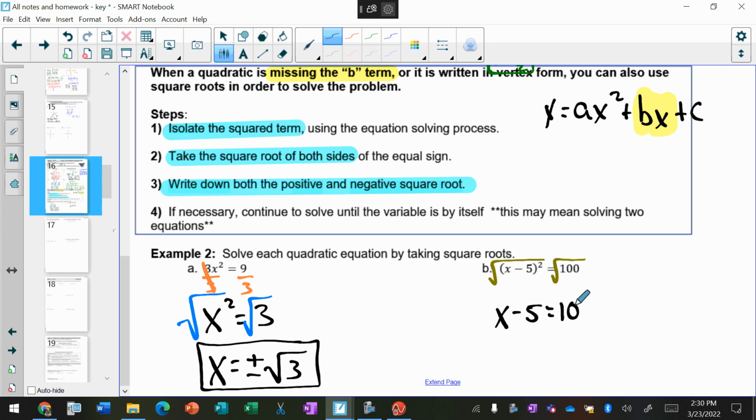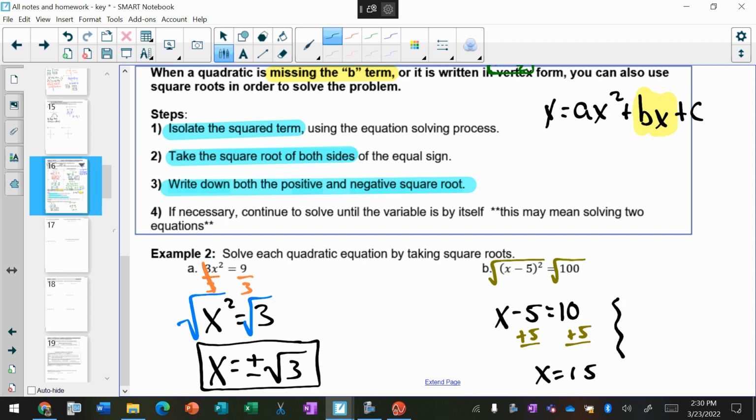This is okay to do because the x minus 5 is all in a parentheses, and the exponent of 2 is on the outside of that parentheses. So our square root cancels out with that exponent, leaving us what was inside the parentheses, x minus 5. Now, of course, we have to solve for x. So we have to add 5 to both sides to get our final answer of x is 15.